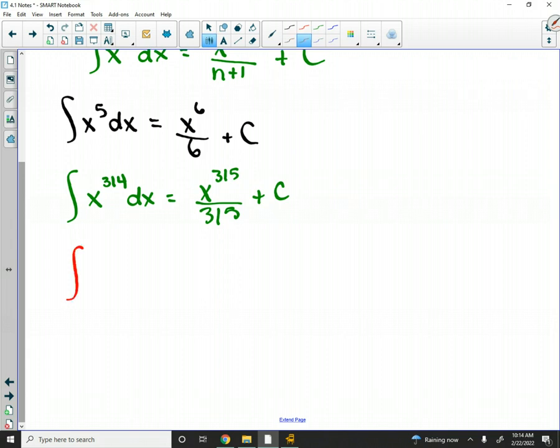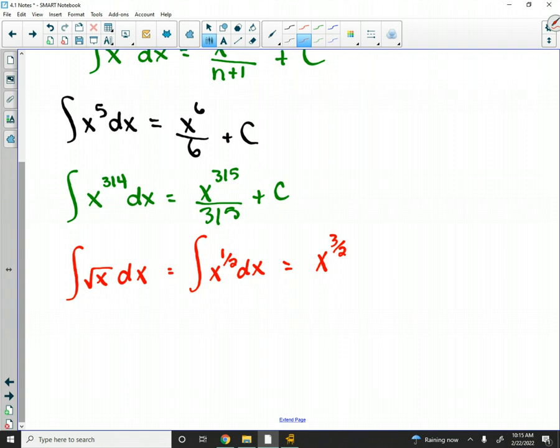The integral of the square root of x dx. Bringing in the radicals now. Okay, so don't forget, the radical is really a power of 1/2. So because it's a power, we can use this power rule. So we add 1 to the power. So that's going to be 3/2.